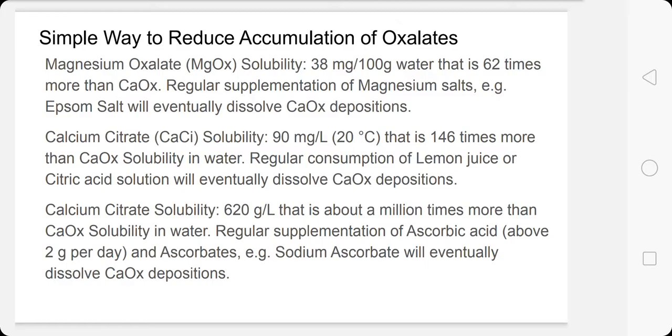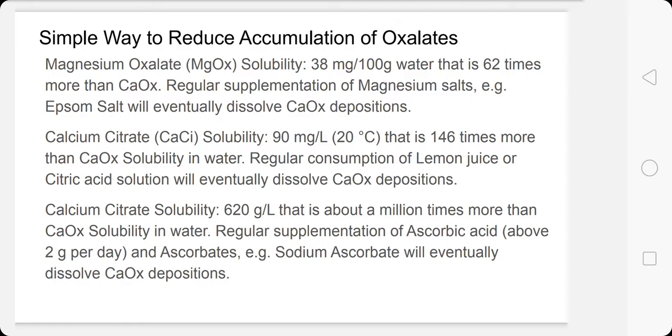Accumulation of oxalates gives the result that your body is aging, it accumulates rubbish, and it produces chronic inflammation of the tissue. So what else? Well, you can consider from science that magnesium oxalate solubility is 380 milligram per liter, and it is 62 times more than calcium oxalate. So a regular supplementation of magnesium salts, such as Epsom salt, will eventually dissolve the calcium oxalate. And more than this, we need magnesium in our body for many other processes, so it's just a must. You have to consider supplementation of magnesium salts just by definition.